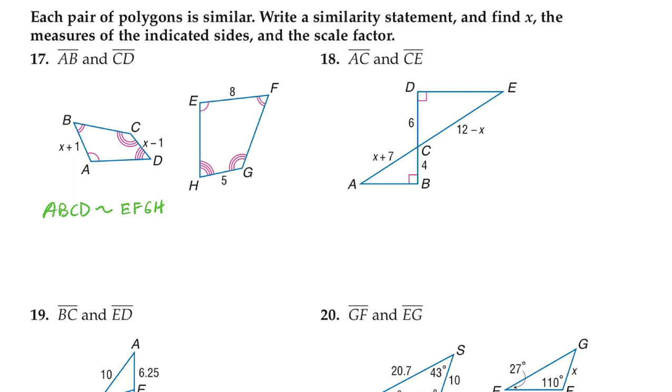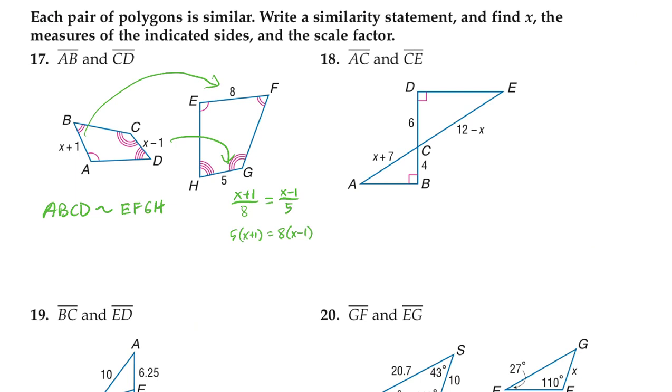So I'm going to go x minus 1. Between the 1 and the 2 matches between the 1 and the 2. Between the 3 and the 4 matches between the 3 and the 4. So I know x plus 1 is to 8 as x minus 1 is to 5. Cross multiply, you get 5 times x plus 1 equals 8 times x minus 1.